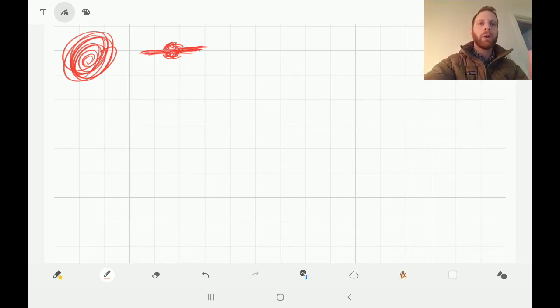Okay, so we're going to be interested in knowing or having a simplified model for what the galactic rotation curve should be. That is to say, what is v as a function of r?